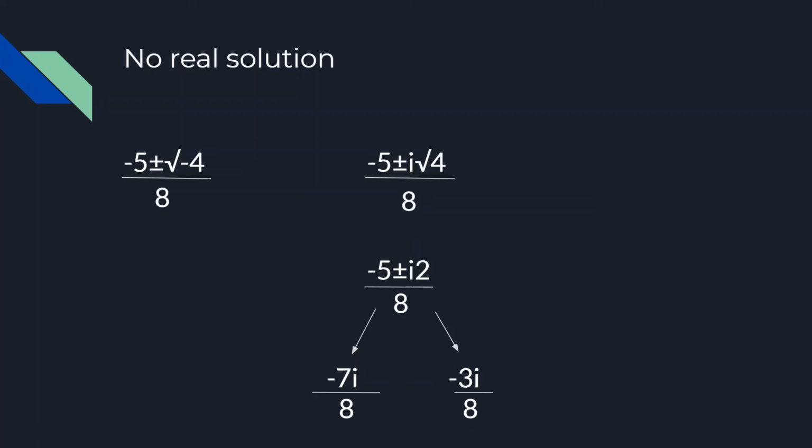So with this, we can now solve. The square root of 4 is 2. Now we have negative 5 plus or minus 2i. And with that, negative 5 plus 2 gets us negative 3. Negative 3i divided by 8, that's one of the answers. And then we go ahead and have negative 5 minus 2. We have negative 7i divided by 8.